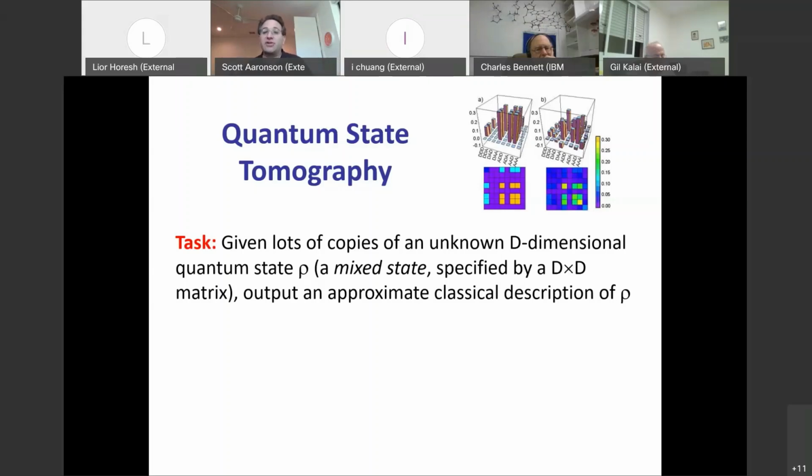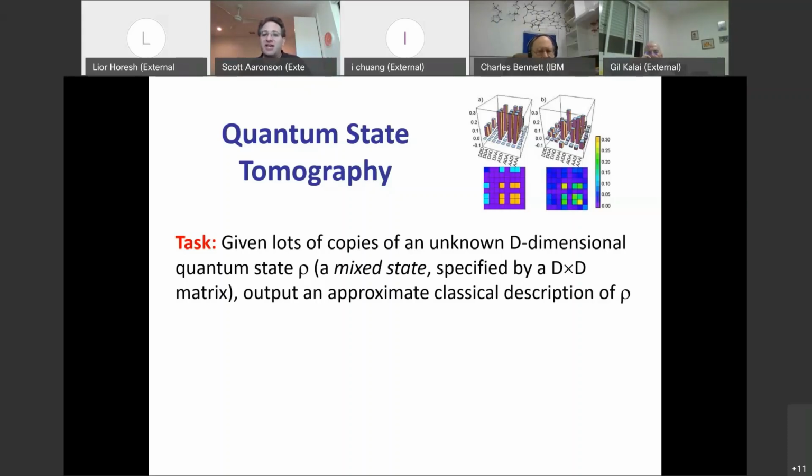But more generally than a superposition, it could even be a mixture of different superpositions, a probabilistic mixture, or what we call a mixed state. A mixed state is the most general kind of state that's allowed in quantum mechanics, and every d-dimensional mixed state can be specified by a d by d matrix, which is a Hermitian matrix, positive semi-definite, and its trace is equal to 1. That's what a mixed state means.